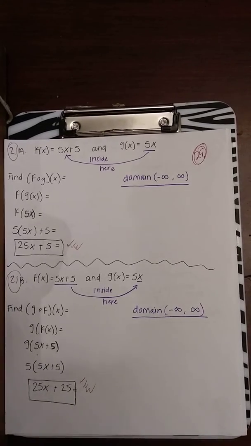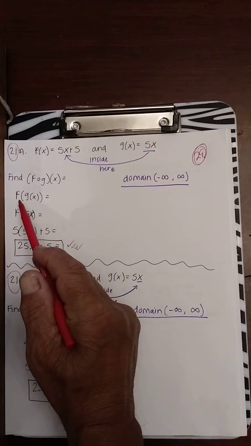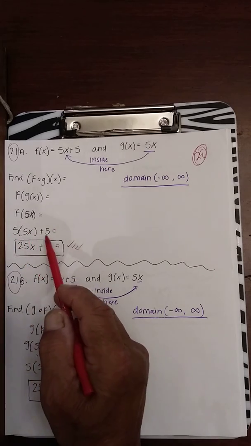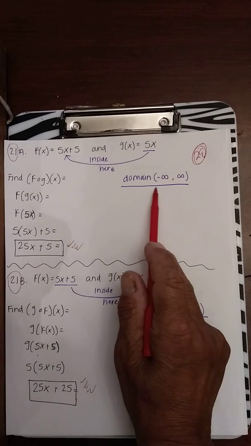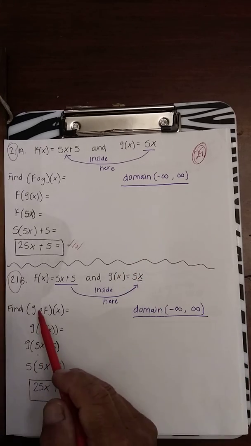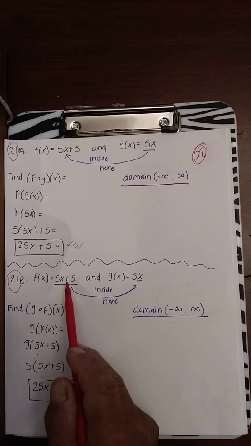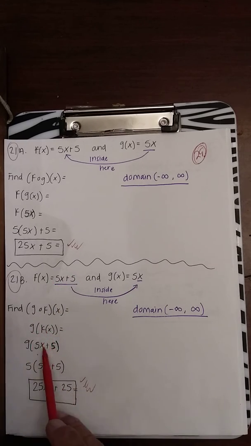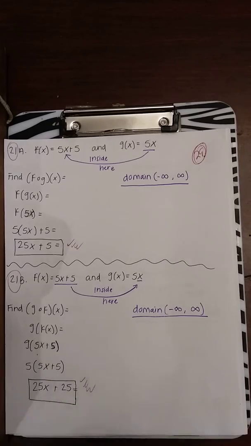Number 21. f circle g of x means g goes inside f right there. So f of g of x is 5x goes inside there. So 5 times 5x plus 5, 25x plus 5. That's it, we're done. So the domain is negative infinity to infinity. g circle f means f of x is going to go inside here. So f of x is this, and 5 times that is 5x plus 25. Negative infinity to infinity, domain.